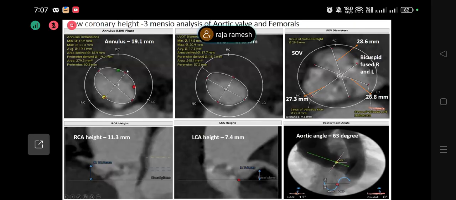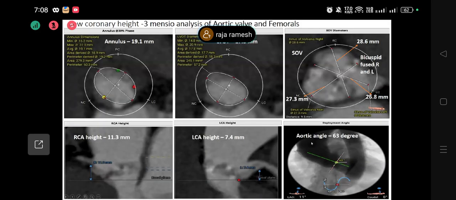So in this patient, the annulus is 19.1, so it is a small annulus. And we can see the coronary height is 7.4. That means the height of the left coronary is 7.4 and the right coronary is 11.3. Coronary heights of anything less than 10 are called low coronary heights.